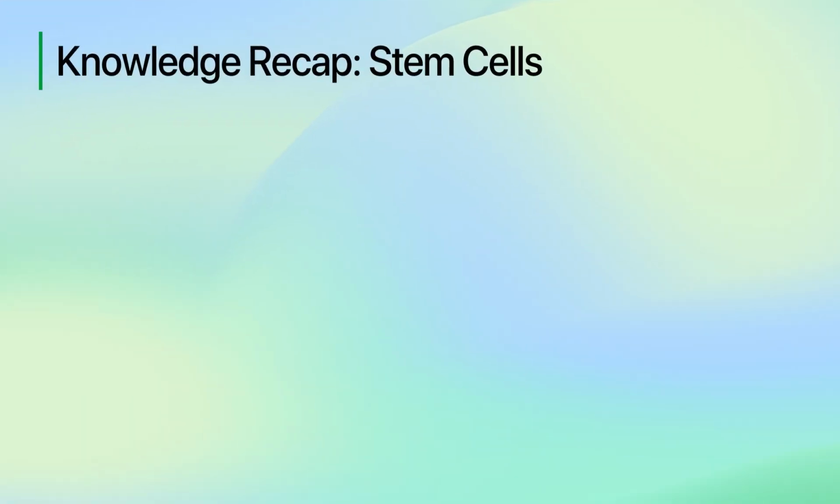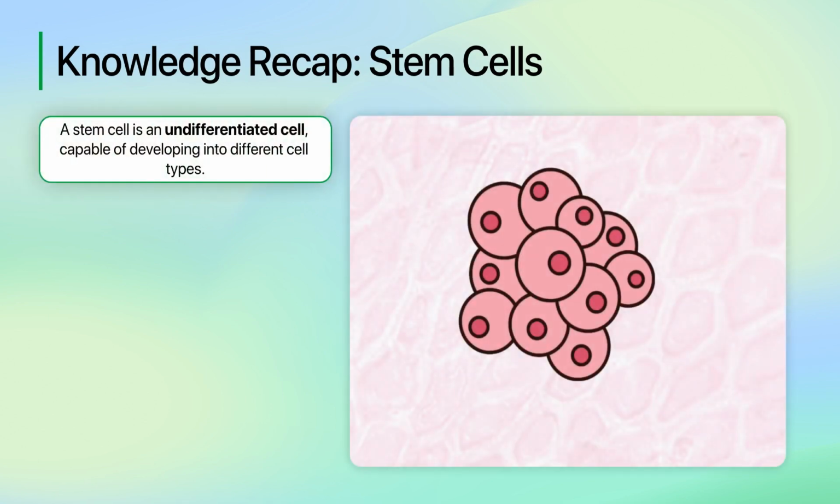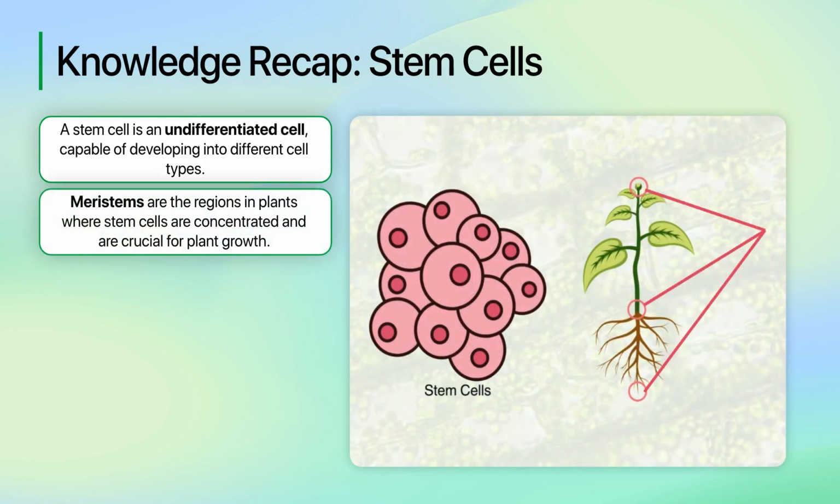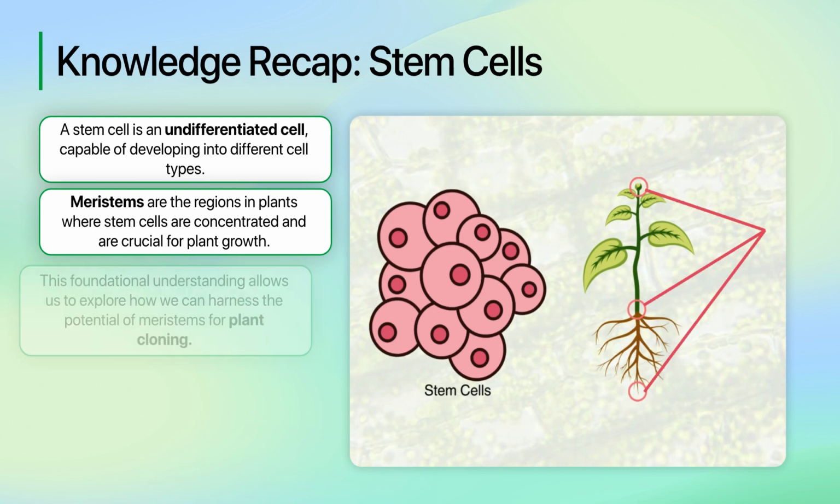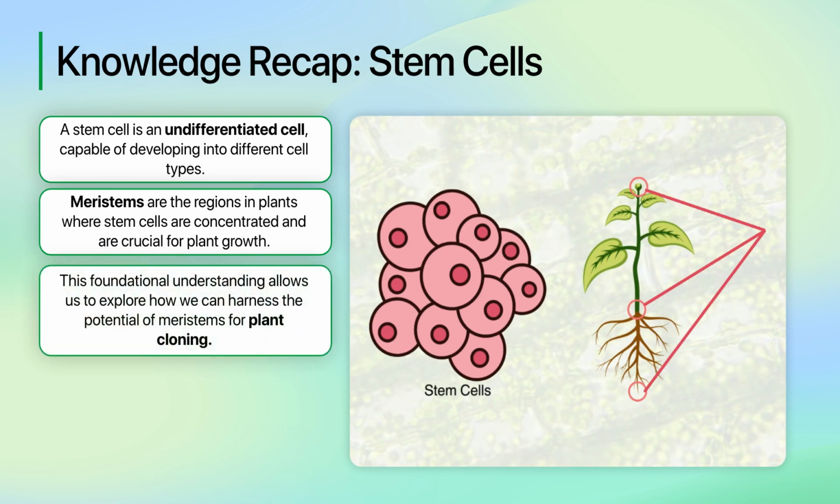So far, you have learned that stem cells are undifferentiated cells, which means that they have the potential to develop into different types of cell. You also understand that meristems are the regions in plants where these stem cells are concentrated and are crucial to achieve plant growth.